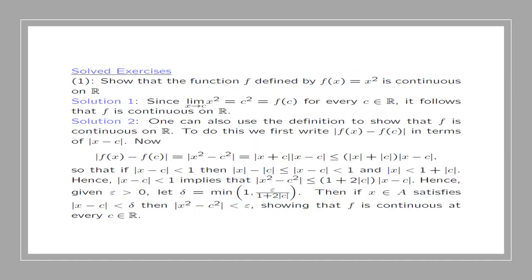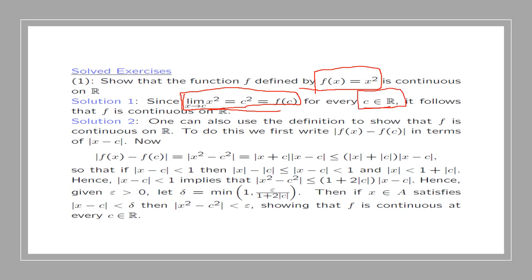As an example, we want to show that the function f defined by f of x equals x squared is continuous on R. So if C is any point in R, you just have to show that the limit as x goes to C of f of x is f of C. Now look at this limit. F of x is x squared, so we take the limit as x goes to C of x squared. That is just C squared, and that is f of C. So I've shown that for any C in R, the limit as x goes to C of f of x is equal to f of C, and therefore we conclude that f is continuous at every C in R, and therefore f is continuous on R.